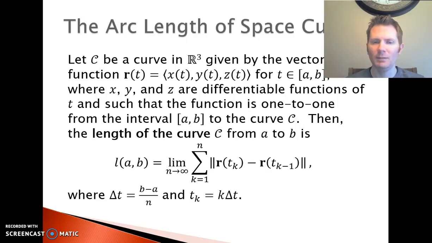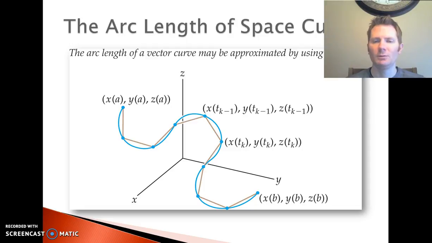As n goes to infinity, the number of difference vectors, r of t sub k minus r of t sub k minus 1, also goes to infinity, and their individual lengths go towards 0. The more they go towards 0, the better that sum is as an approximation of the actual arc length. As you can see there, we've got several points plotted out on the curve. The basic idea is that we move those points closer and closer together so that there is no space in between them, and then the line segments connecting those points basically become the curve itself. That's how you can get the arc length of the vector valued function that represents a given space curve.